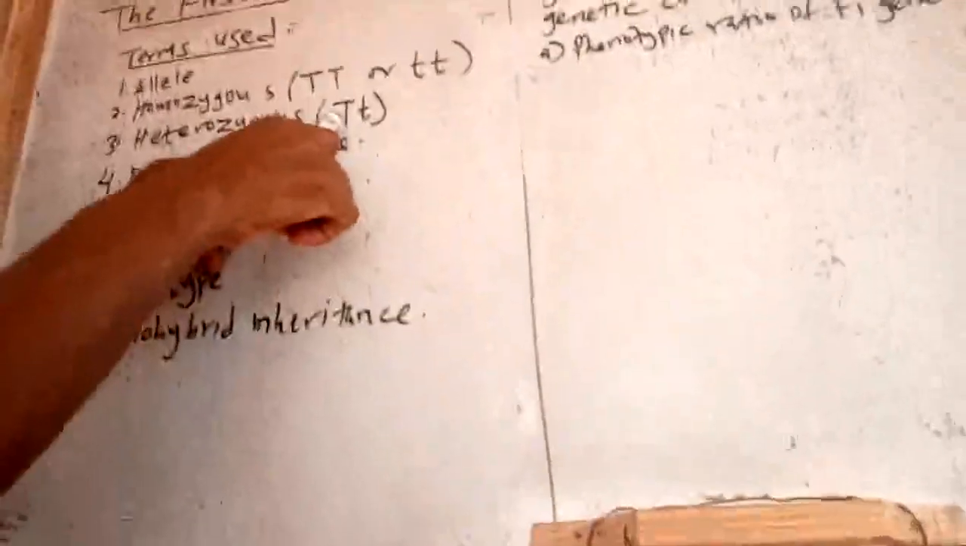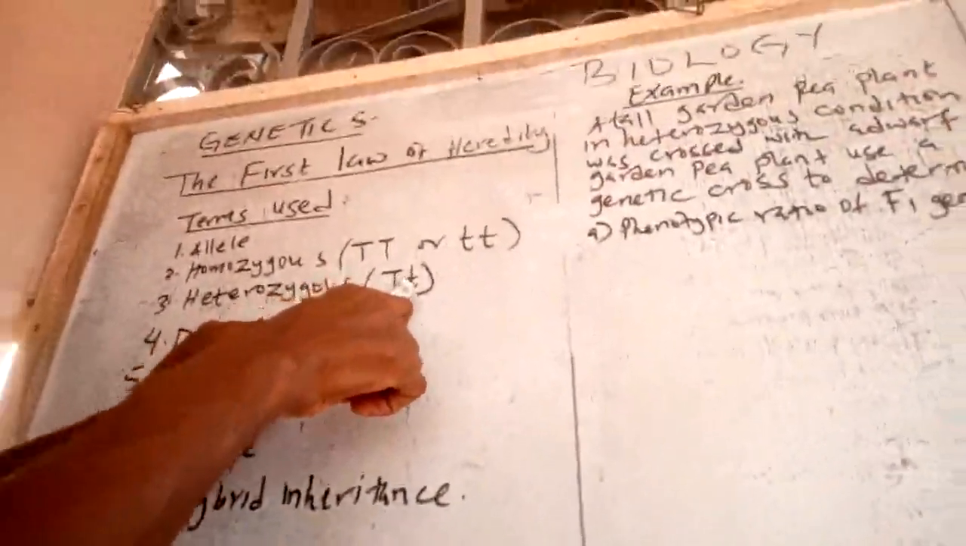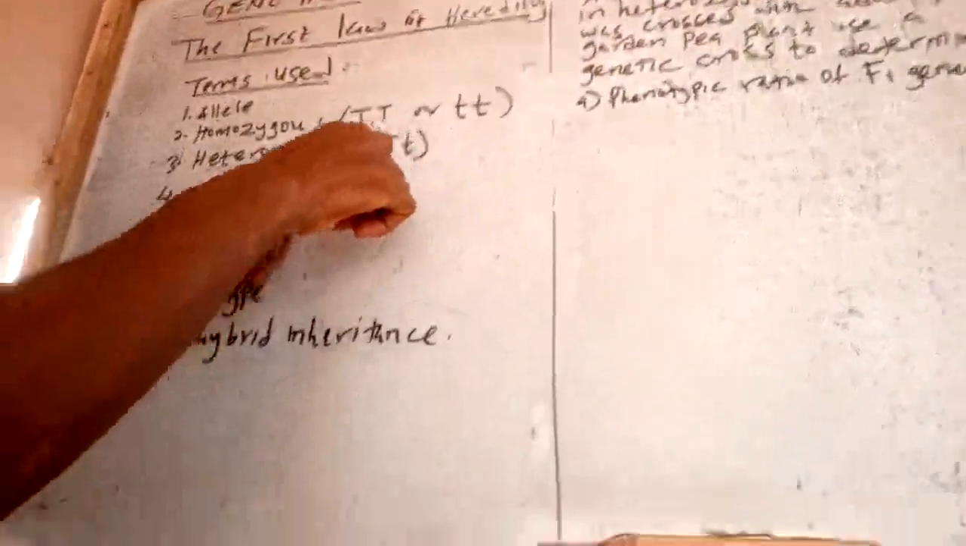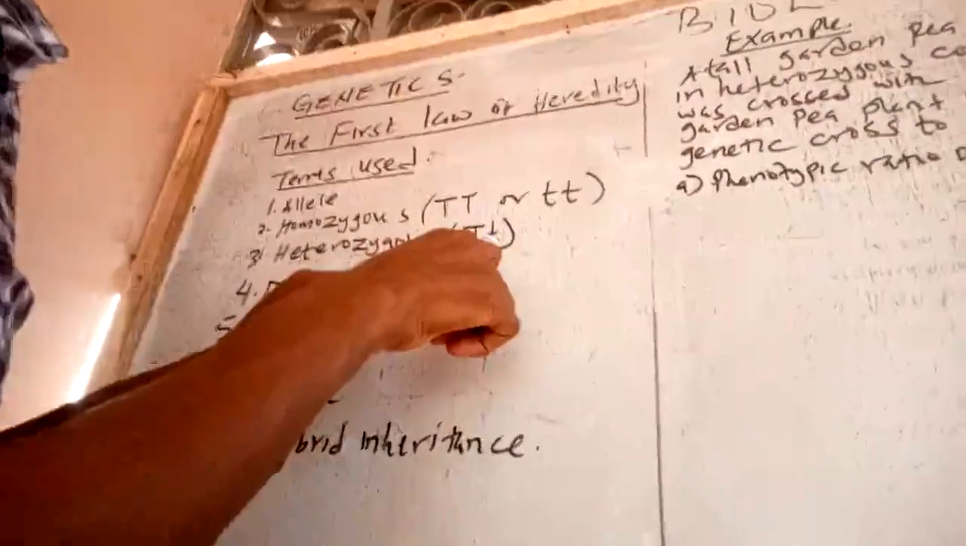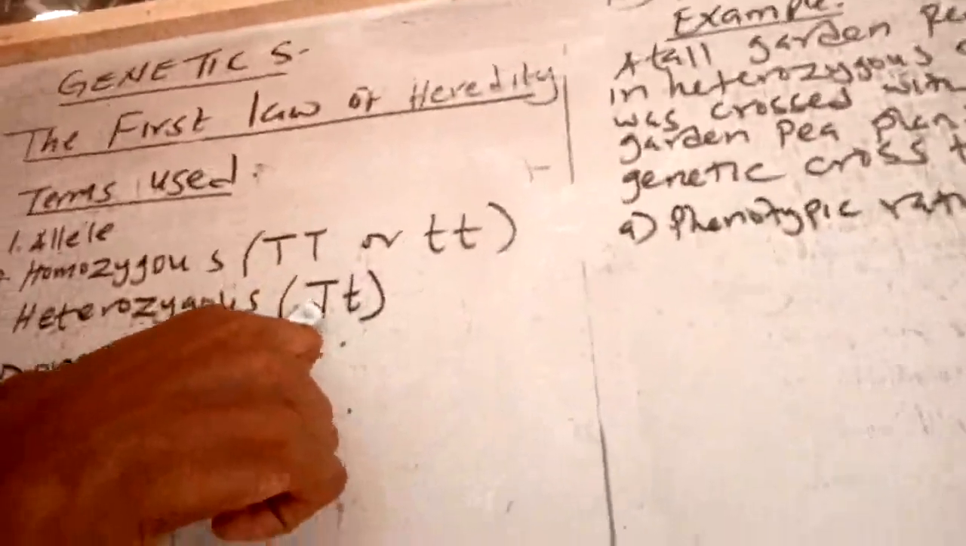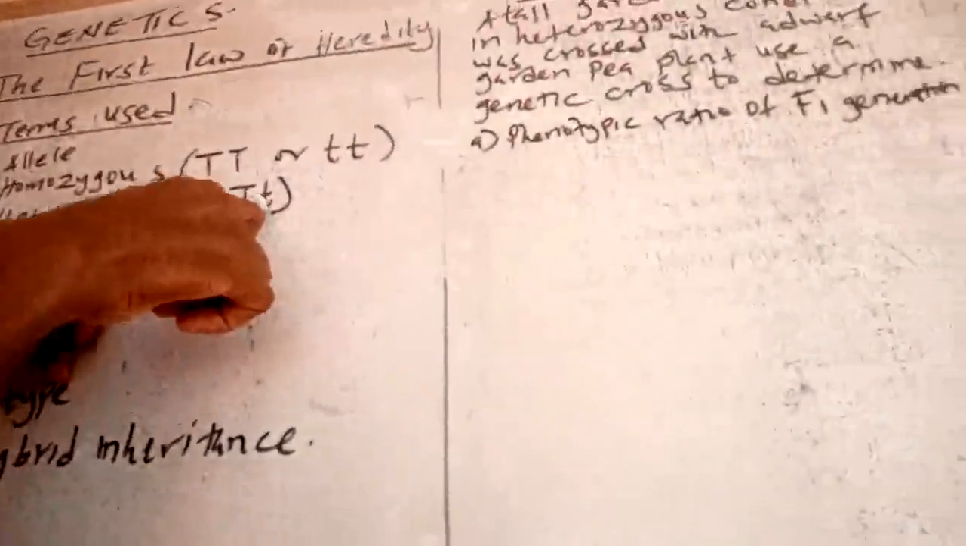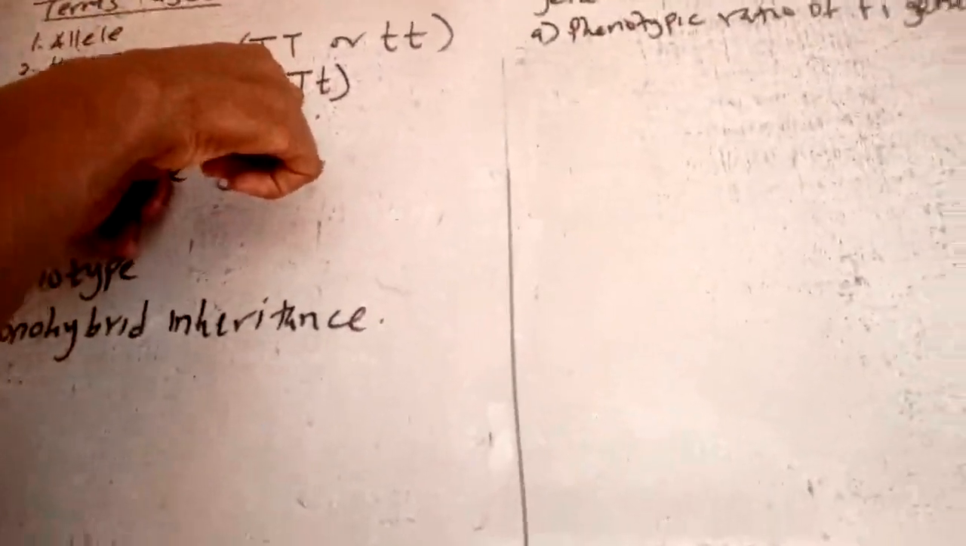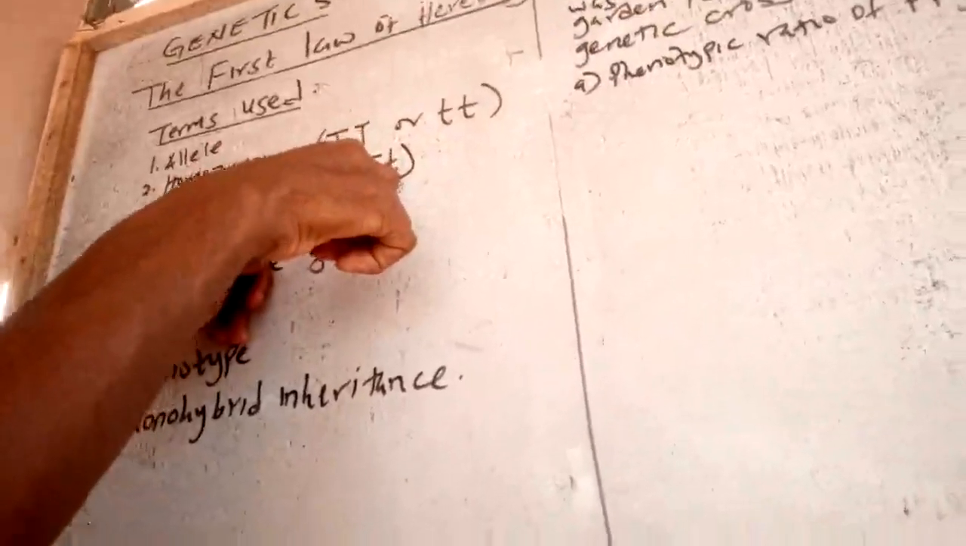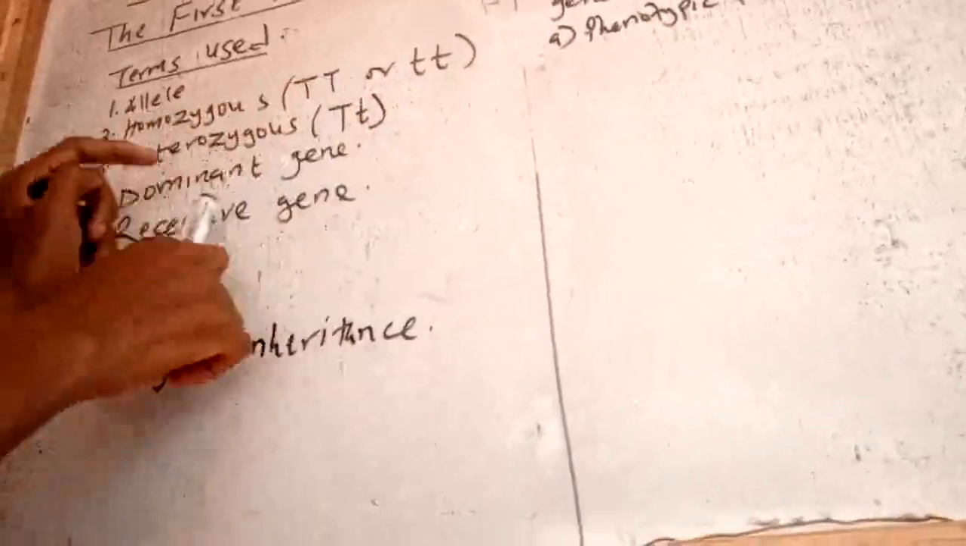And on the other hand, the dominant gene, capital T, when it is grouped with another one, it occurs together with small t. This is what we refer to as heterozygous. I have already explained this. And capital T is a dominant gene, and small t is a recessive gene. And therefore, what is a recessive gene?